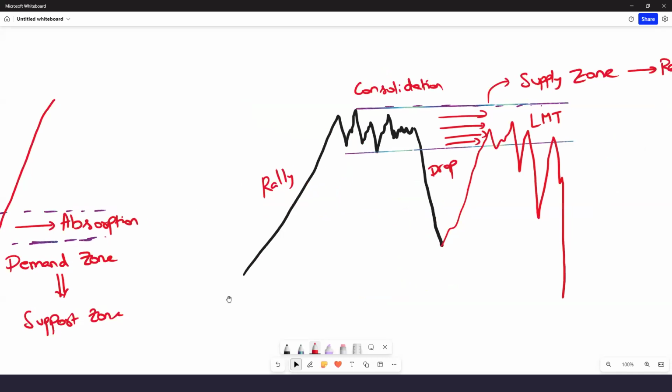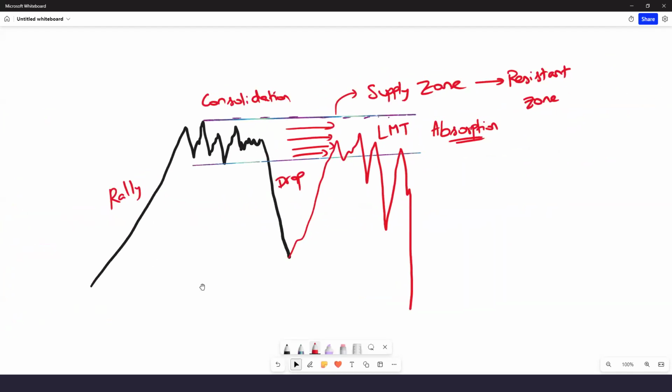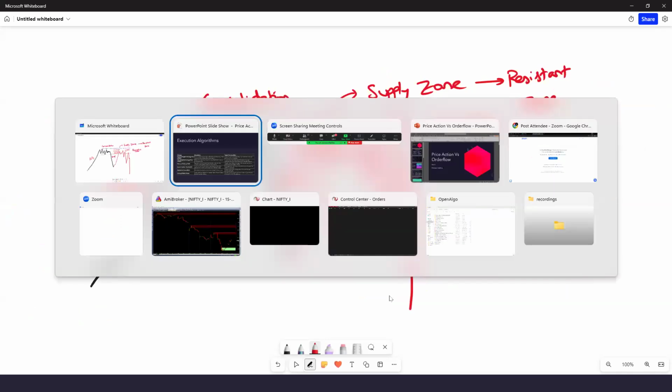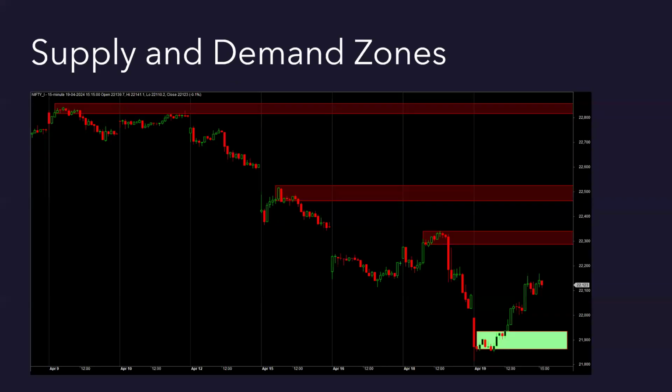Whereas here also we're going to see an absorption. This is also one form of absorption, but it is happening on the top of the market. Now this zone is called the supply zone. All right, now let's get back to some of the very basics of supply and demand zones.